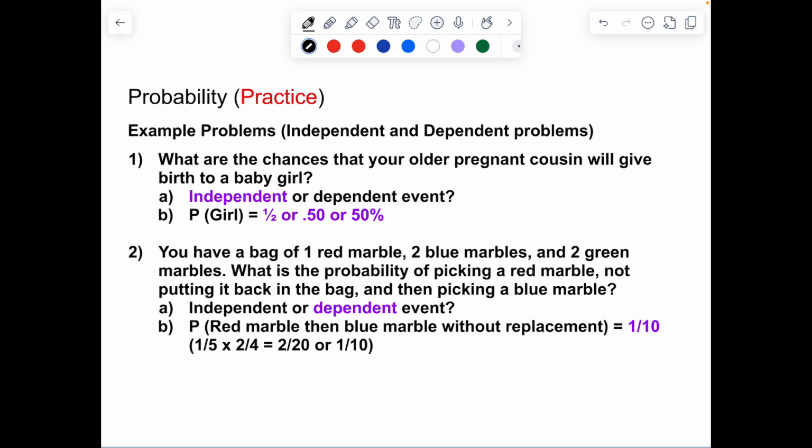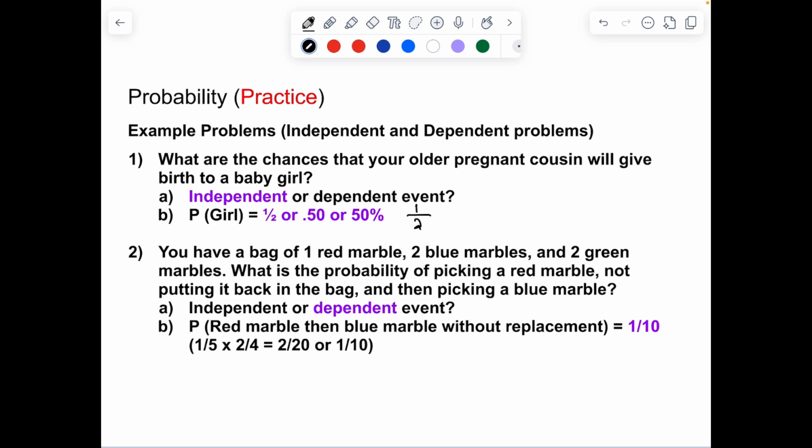Okay, so for number 1, we have an independent event because the likelihood of having a girl is not dependent on a previous pregnancy, so that would be an independent event. The probability of having a girl would be a 1 out of 2 chance, or 0.5 or 50%, because your cousin can have a girl 1 time out of 2 possible outcomes, having a boy or a girl.